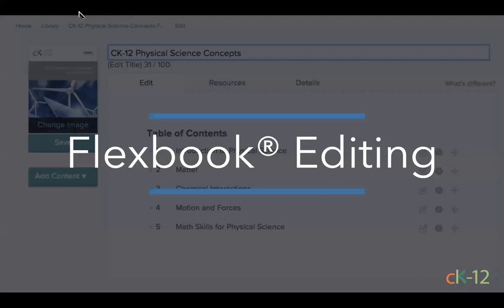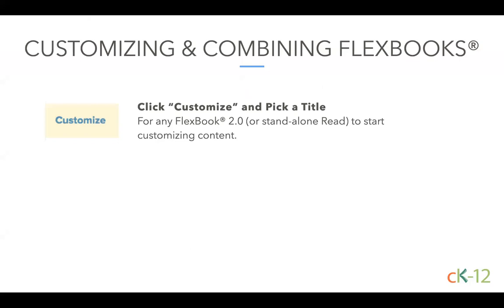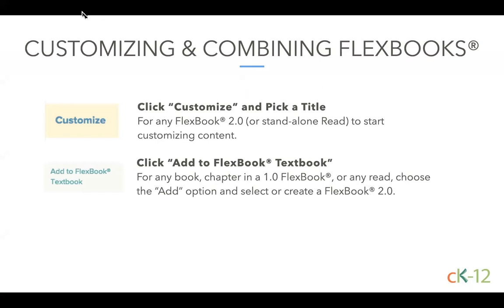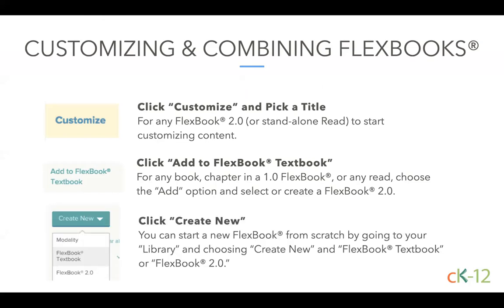Thanks, Lindsay. So if you're starting with a CK-12 FlexBook or one that another user has made on our site, you can simply click the Customize button to make a copy that you can then begin to edit. If you want to pull from multiple existing books and combine, create an integrated book or something like that, you can use the Add to FlexBook option to add individual lessons, chapters from our legacy content, or whole books to an existing or a brand new FlexBook that you're creating. You can also go to your library to start a FlexBook or a FlexBook 2.0 from scratch. There you will also find any work that you've been customizing or creating.